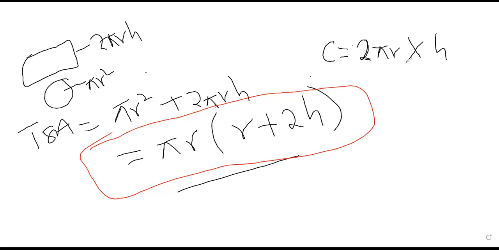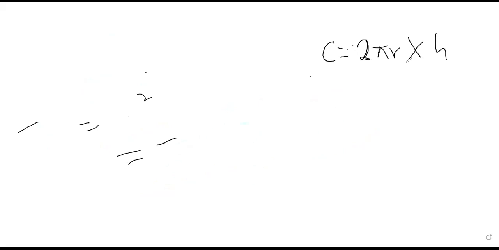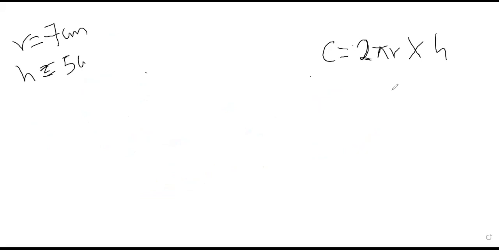Let's do one or two examples on that. So let's see, we are given that the radius is 7 centimeter, and we are given the height to be equal to 5 centimeter. So how do we calculate the curved surface area and the total surface area of the cylinder?